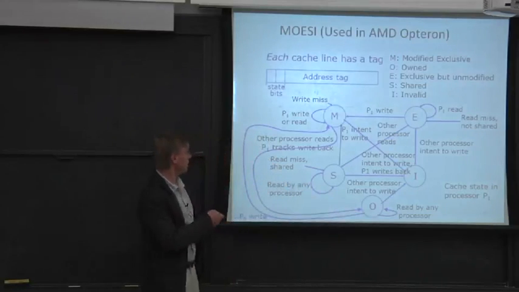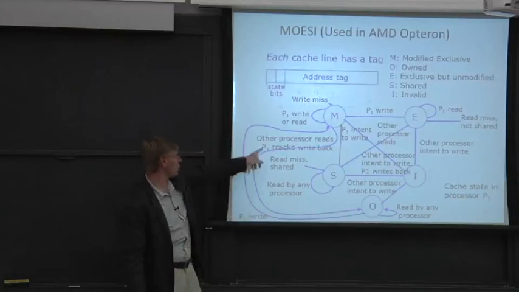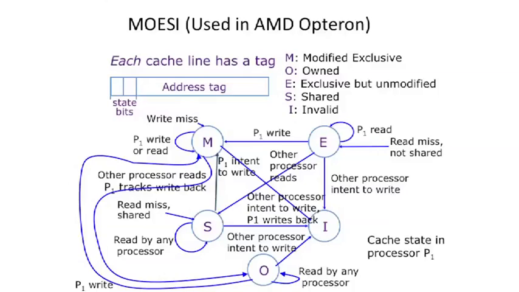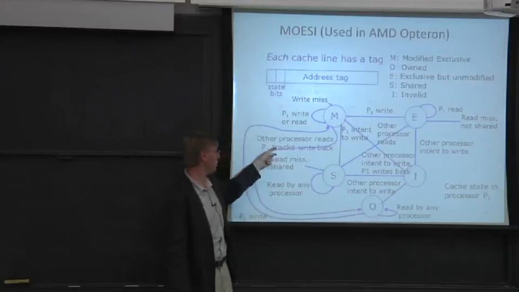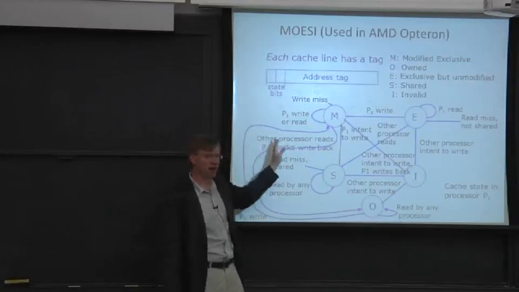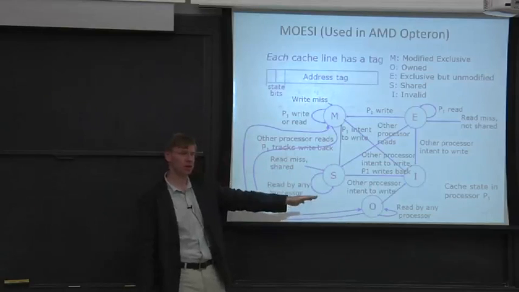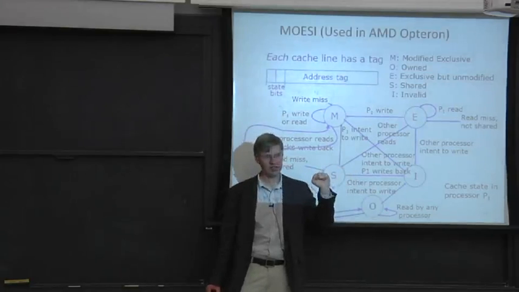So in this example, we're going to look at this edge here. Another processor wants to read the data. So we see an intent to read a particular cache line, and our processor currently has it in the modified state. We see this other processor's intent to read, and we're actually going to provide the data out of our cache, not write it back to main memory, and transition the line in our cache to this owned state.